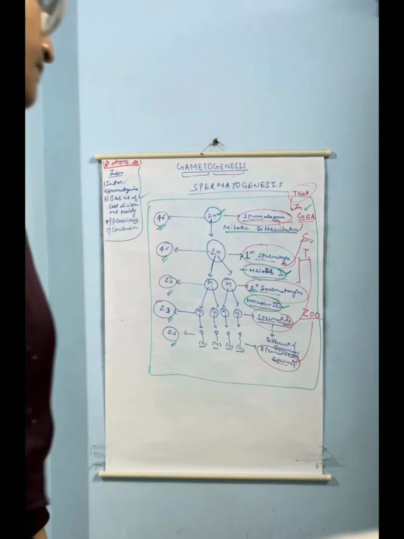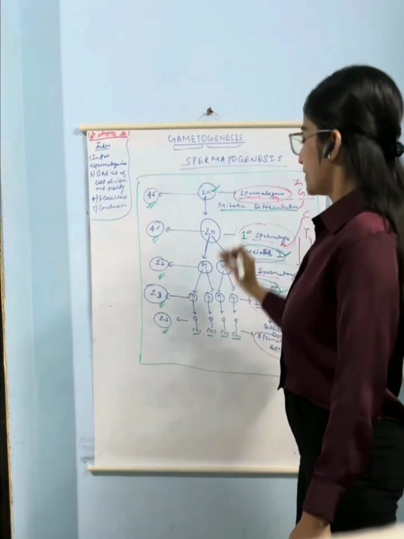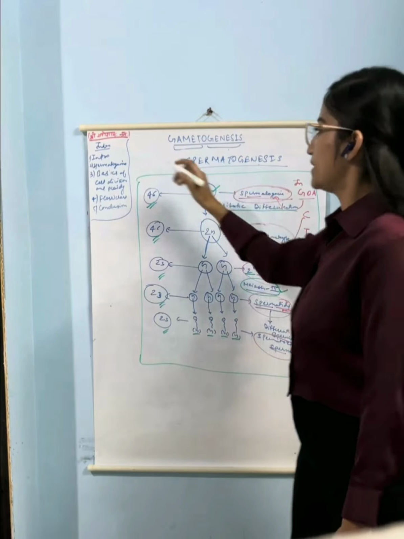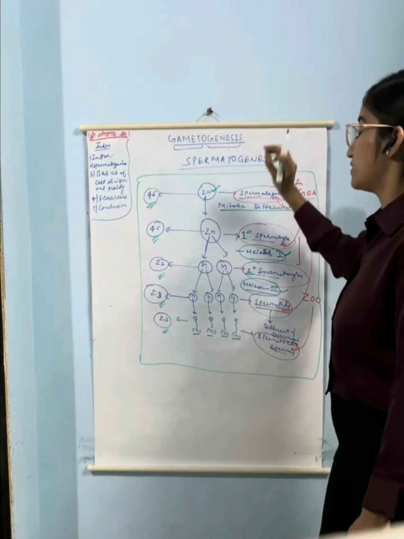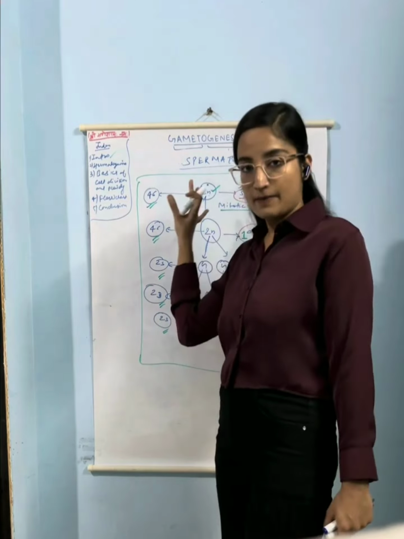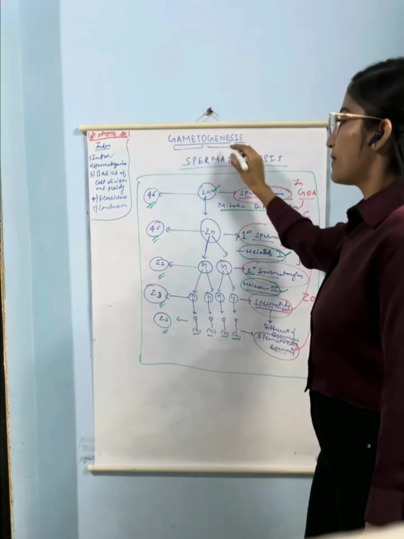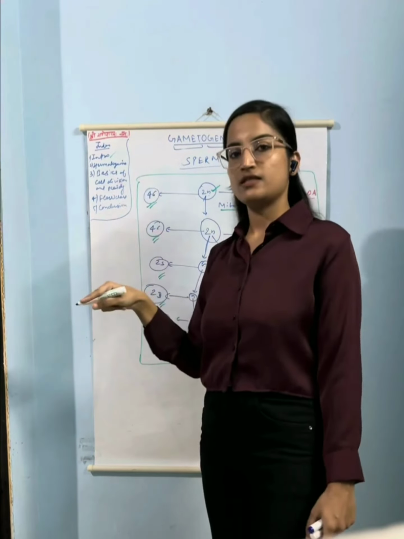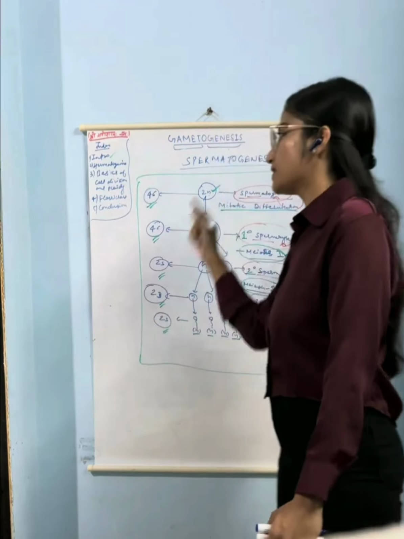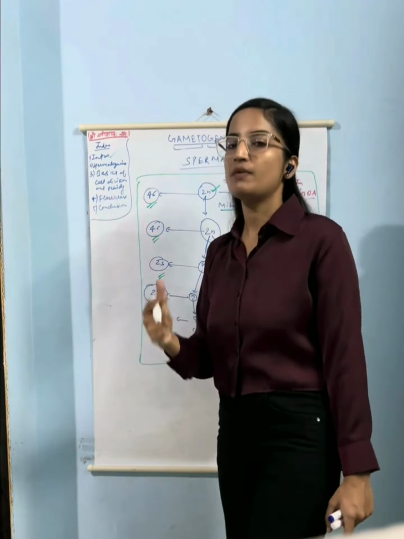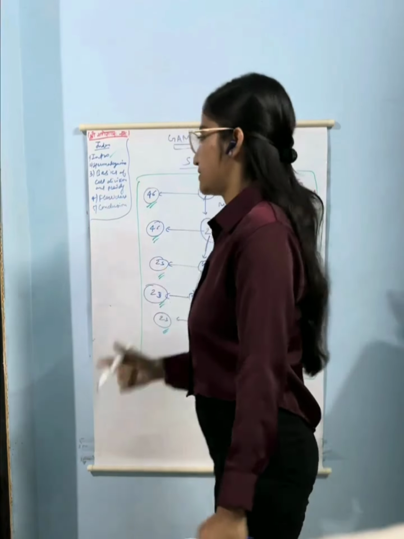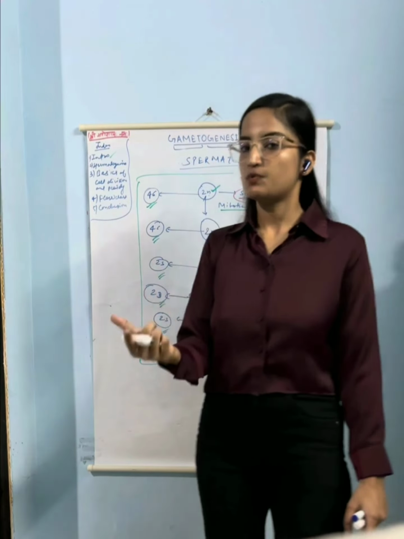Now I would like to give you a quick recap of the lecture. I started from the introduction where we discussed what is gametogenesis. The formation of gametes is known as gametogenesis. Formation of gametes occurs in primary sex organs, which are testes in males and ovaries in females. Testes produce sperms and the process is known as spermatogenesis. Ovaries produce ovum and the process is known as oogenesis. In this particular lecture, we discussed spermatogenesis.